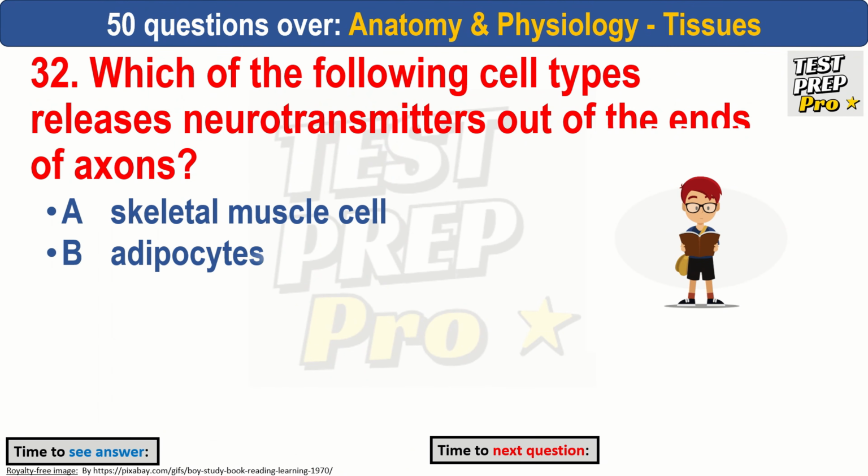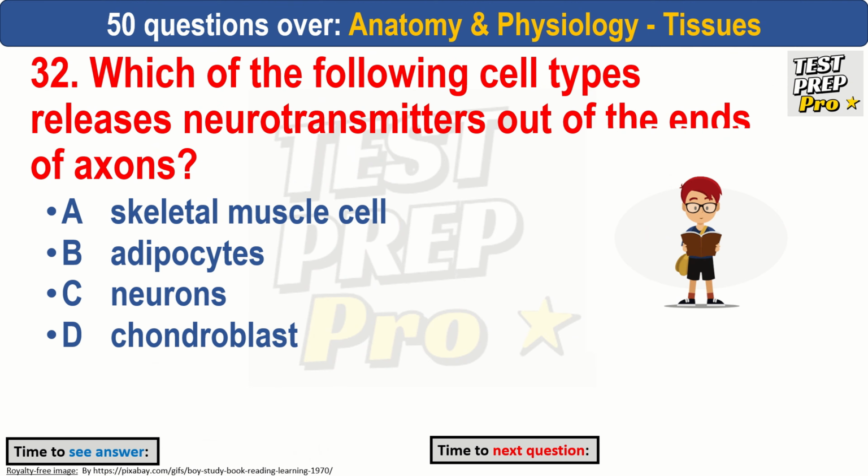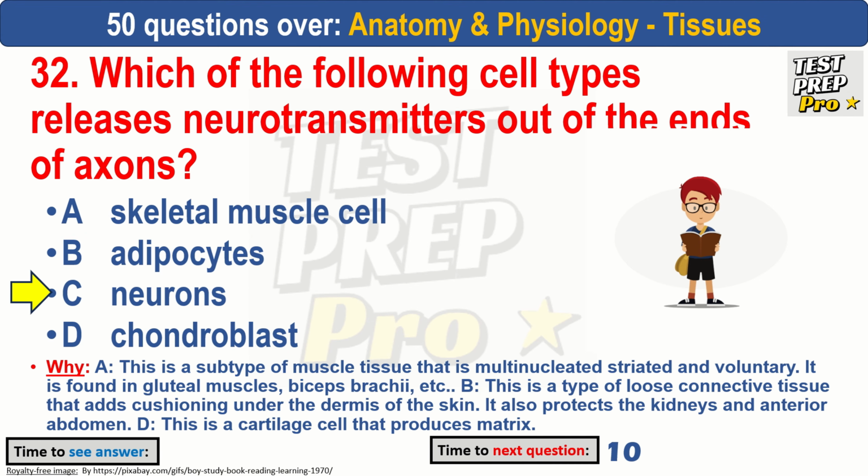Which of the following cell types releases neurotransmitters out of the ends of axons? Is it skeletal muscle cell, adipocytes, neurons, or chondroblast? The answer is neurons. Skeletal muscle cells, they contract in your volitional muscle like your hamstrings, quadriceps, bicep, tricep, etc.